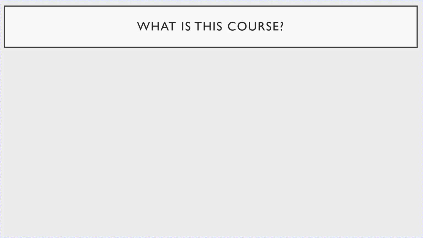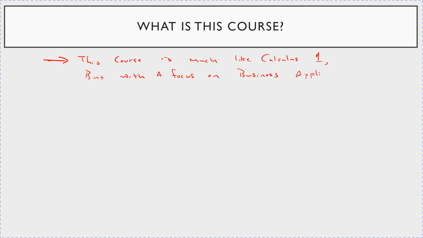Okay, so what is this course? This course is much like Calculus 1, but with a focus on business applications. Okay, so some of the other big differences between this course: we don't do any trigonometry.